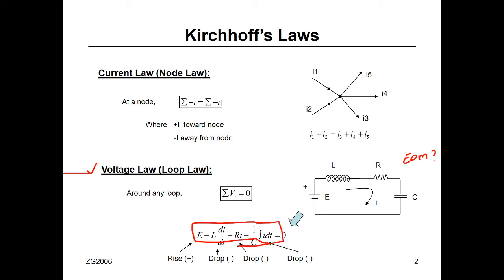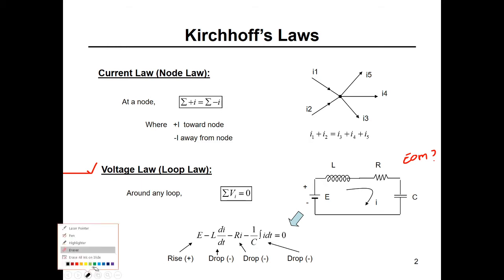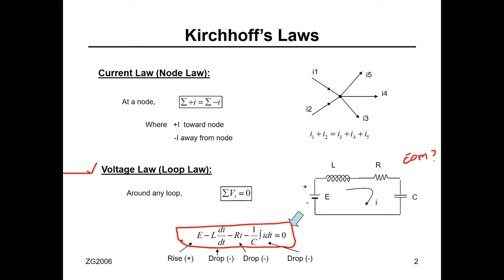This is your equation of motion. Remember the active element: you see it's positive because it's an active element. This is the source of energy, and you can see that the voltage across any passive element will always be negative. Why? Because it's consuming energy. As simple as that.